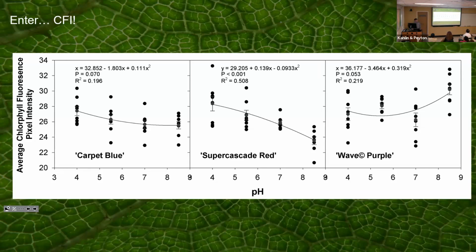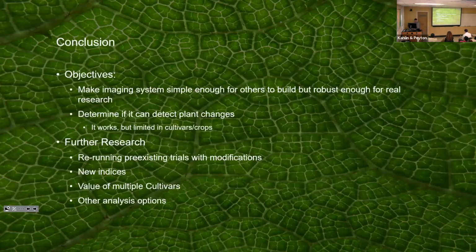the different cultivars, because in the first trial with the fertilizer, Super Cascade Red was the one that was a giant mess. So it's interesting to compare how you get those differences between the two cultivars, well, the three cultivars in this case, and that's why it's important to try different cultivars.